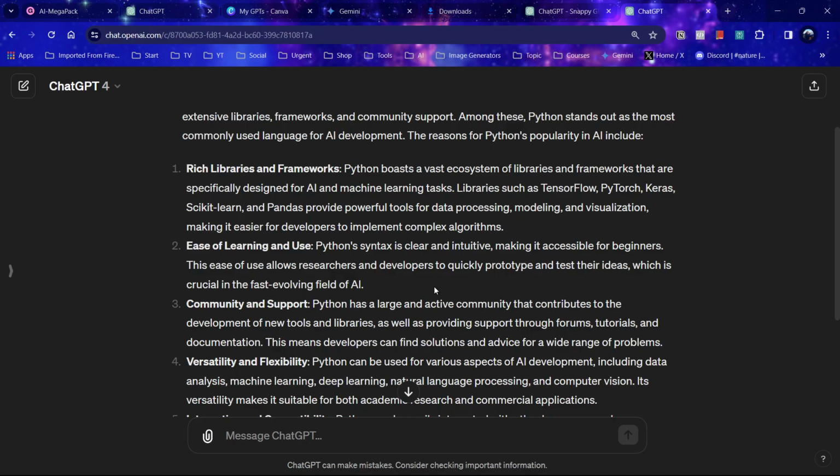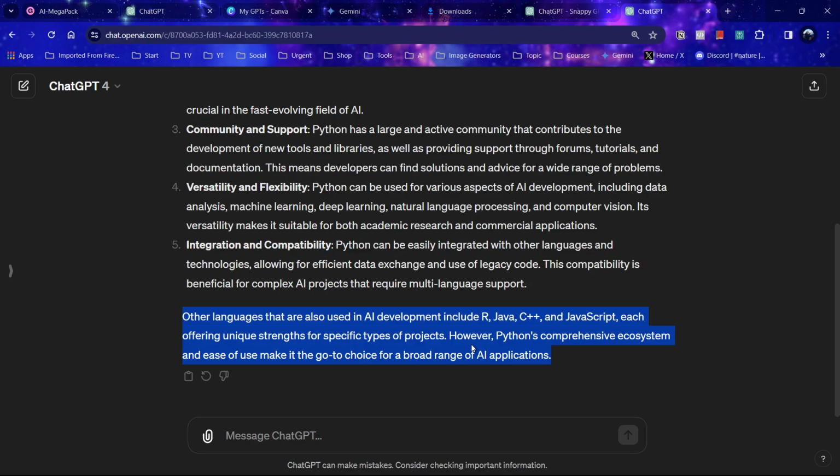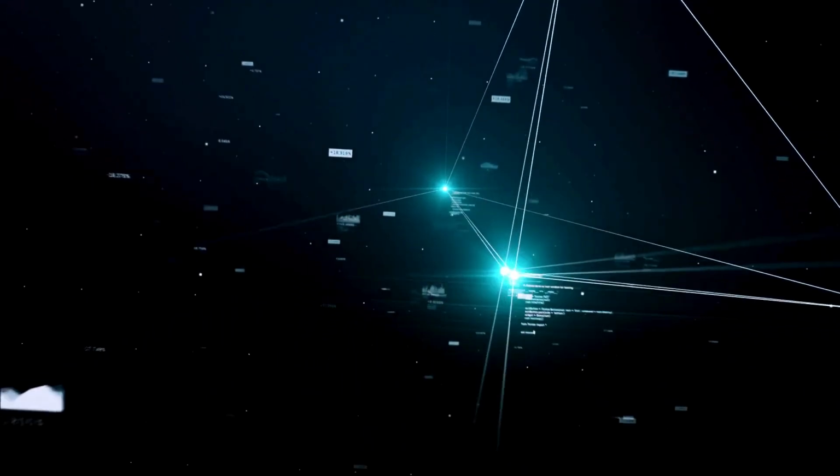Of course, this answer from standard GPT, a lot of people would say that it is actually more accurate because it goes into way more detail. While other languages include R, Java, C++, and JavaScript, however, Python's comprehensive ecosystem and ease of use make it the go-to choice. So yeah, this is Snappy.